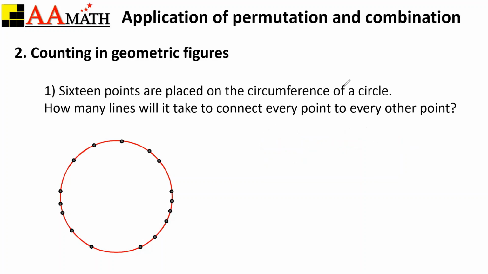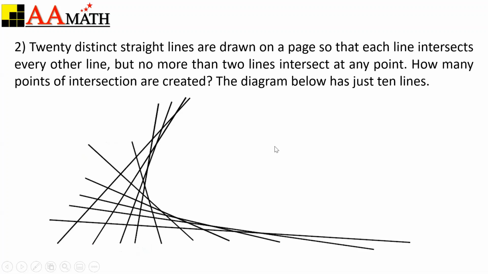Okay, so you can see we use a combination to solve, right? We can think about how to make a line. We need 2 points. Then we just find how many ways to have 2 points. So it's 16 choose 2. So let's see this one.